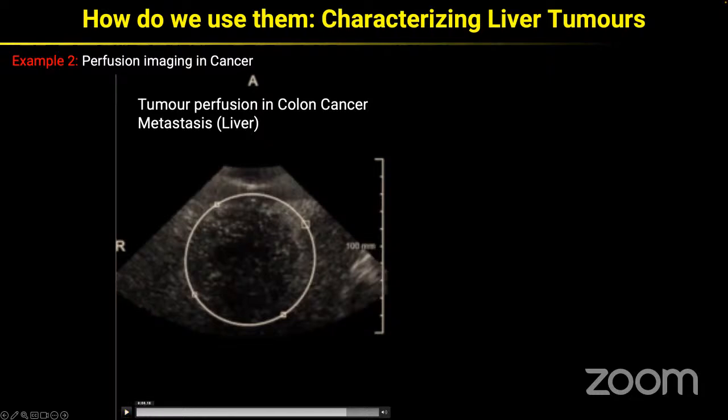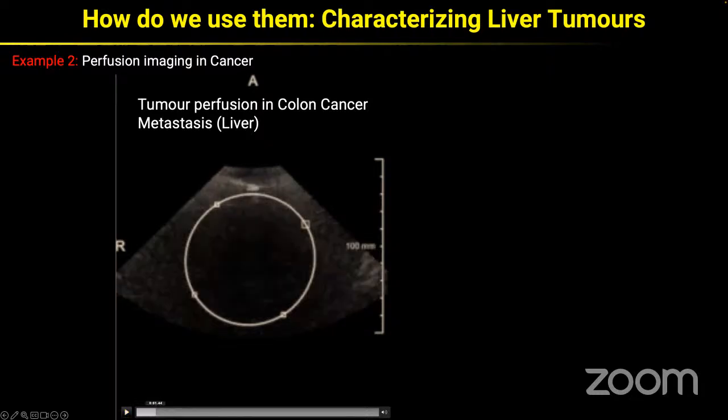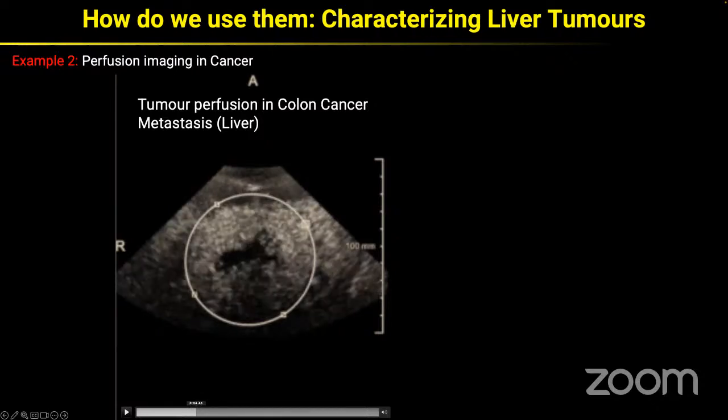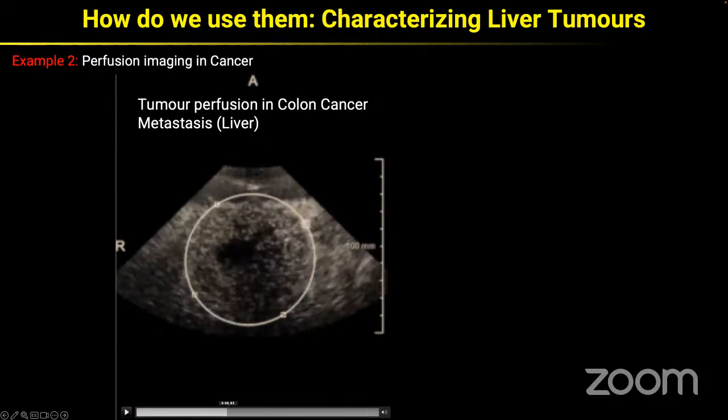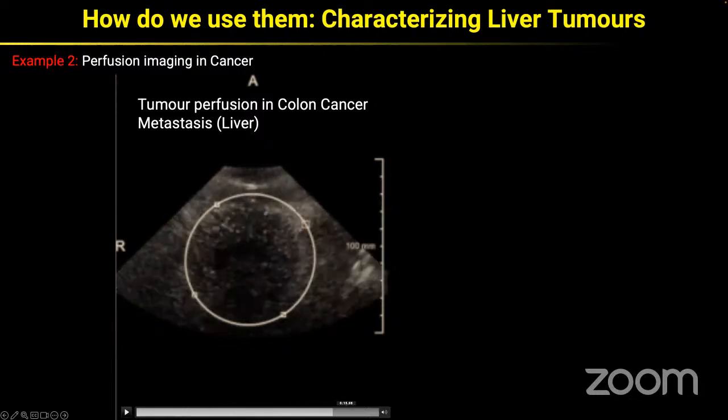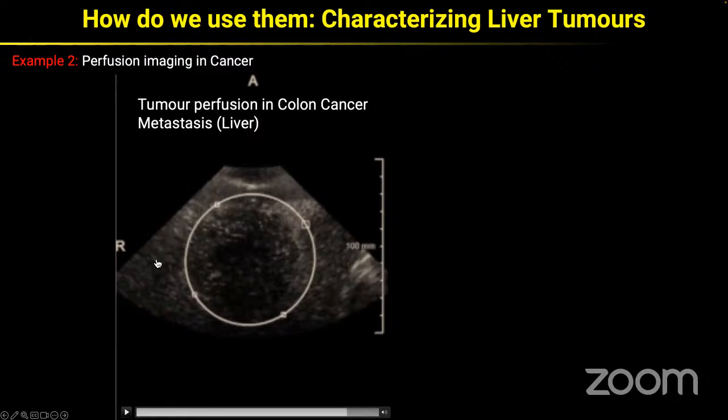Now, this isn't the greatest example, but it does show a couple of things nicely. If I move it along slowly, this region right here is actually where there's a metastatic colon cancer tumor, and we get this flash filling of it before other regions of the liver. Then over time, we start to see that the contrast inside starts to leave, whereas the contrast in the rest of the tumor still stays.